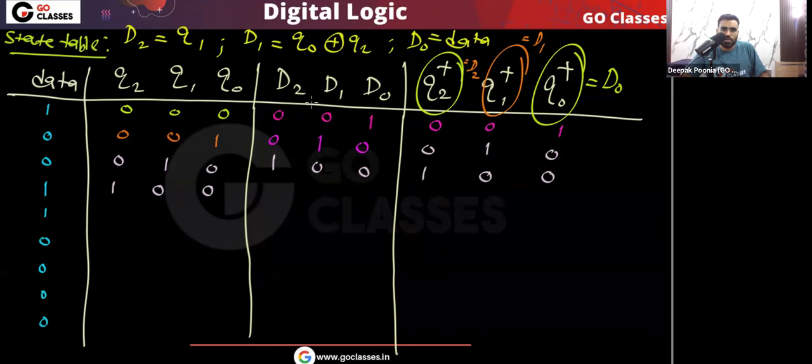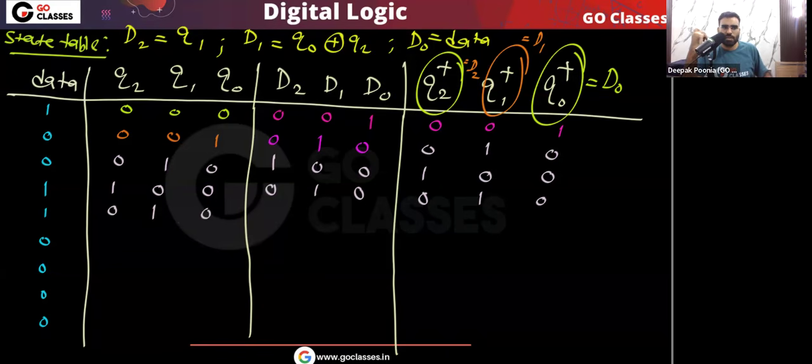Okay, now you can see D2, that is Q1. And you can see this D1, that is XOR of Q2, Q0. So that will be 1. And D0 is data. So this 0, 1, 0 you can just write here. Now this 0, 1, 0, in the next clock cycle, data input is 1, and this 0, 1, 0 will become your present state now.